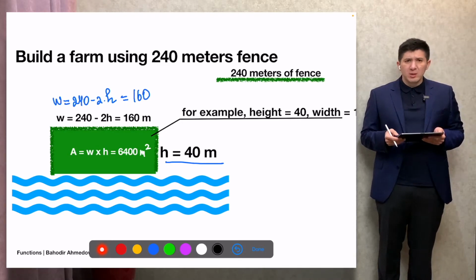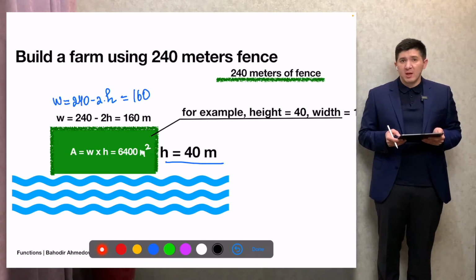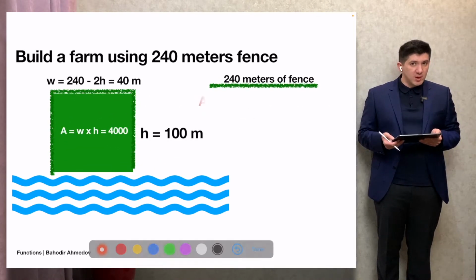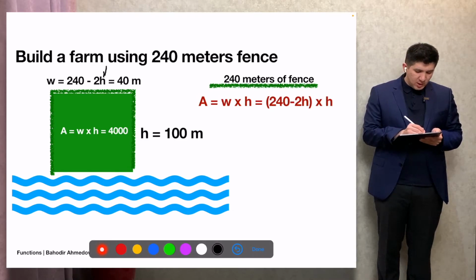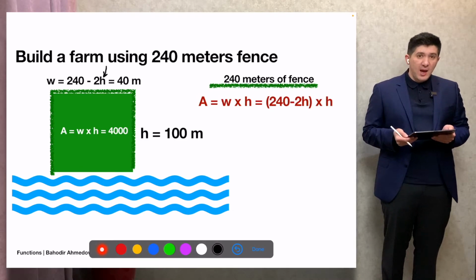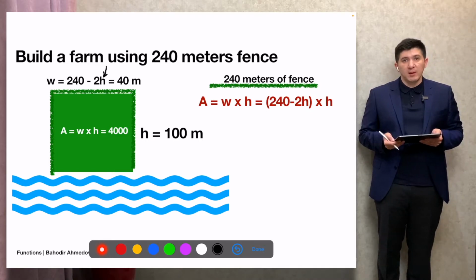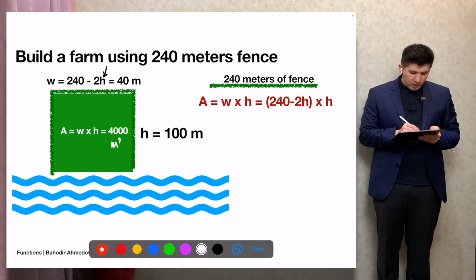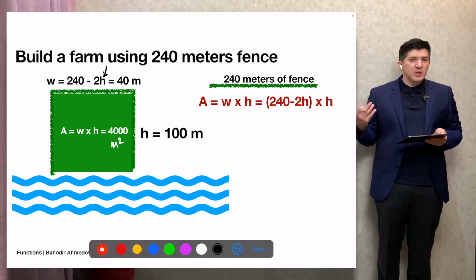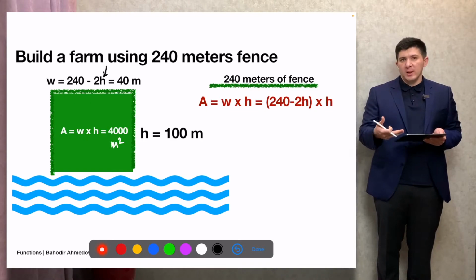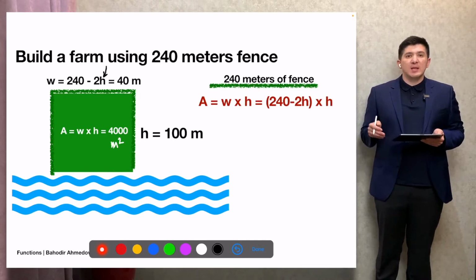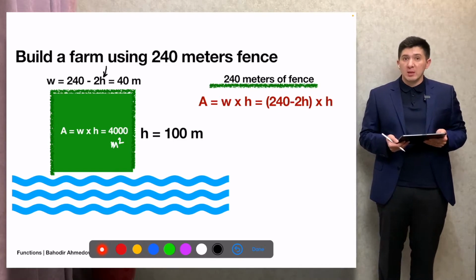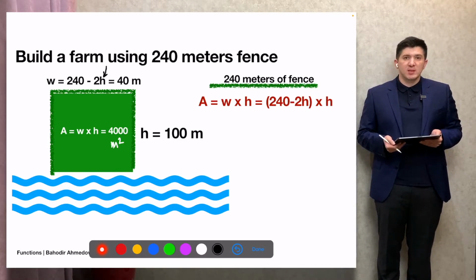But this is not the only way we can create a farm. We can create a farm differently. For example, if you choose the height to be 100, then substituting 100 into this formula, we get the width to be only 40 meters. And in this case, the area is only 4,000 square meters. So the question is how we need to choose the height and the width of this farm so that the total amount of fence we use is 240 meters, but the area is maximized.